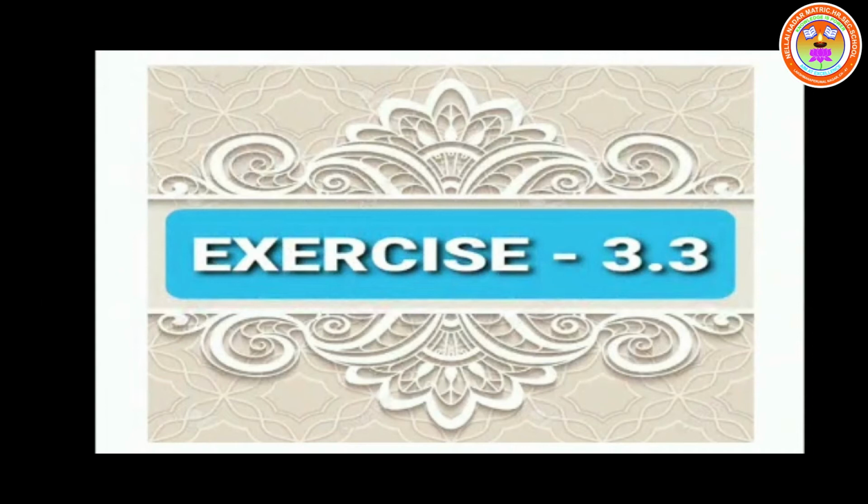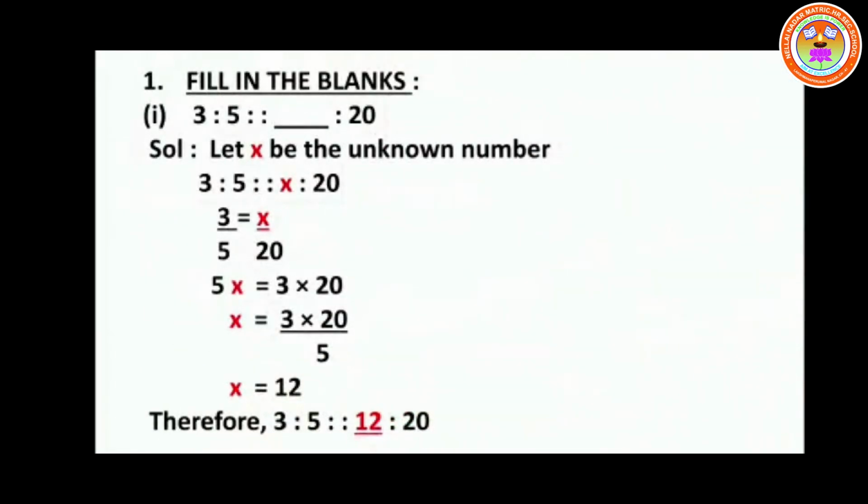Now let us move on to exercise 3.3. Question number 1: fill in the blanks. Subdivision 1: 3:5 as dash is to 20. We want to find the missing number. Now the solution: let x be the unknown number. We don't know what number is present, so we take it as x. So you can write 3:5 as x is to 20.